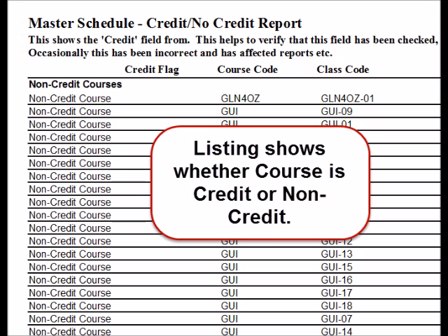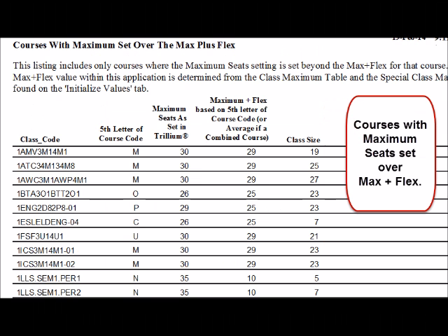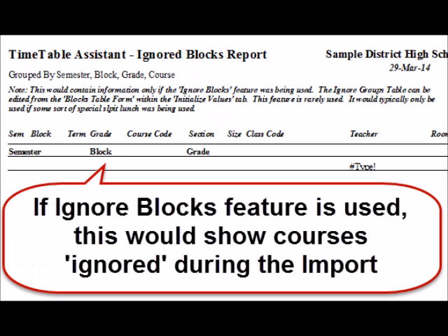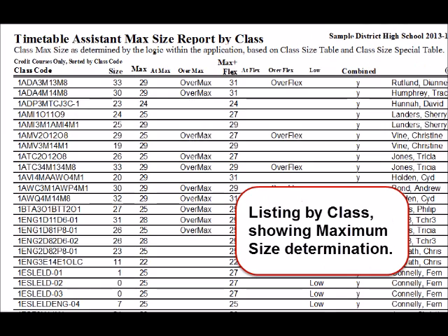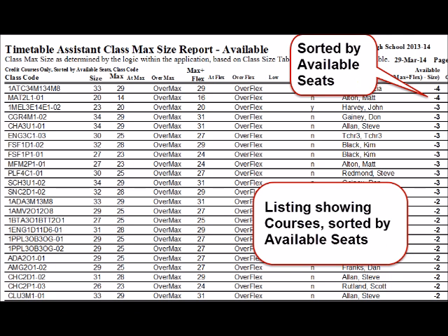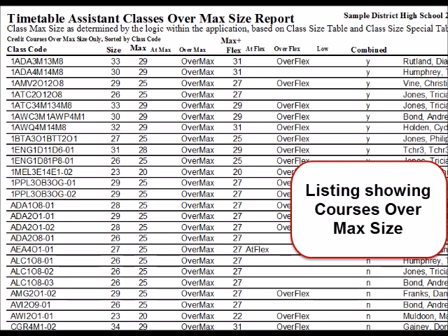This shows whether a course is set at credit or non-credit. This shows courses where max seats is set over the maximum. If the Ignored Blocks feature is used, this would show the courses ignored on import. This is sorted by course and shows the maximum size determination. This shows the maximum size determination and is sorted by class code. This one is sorted by the available seats value, and this lists all the classes over maximum.